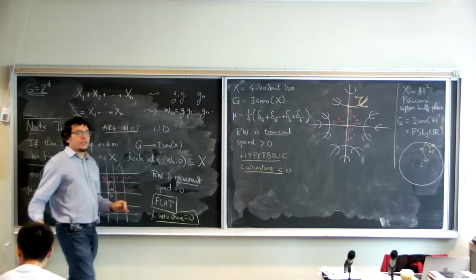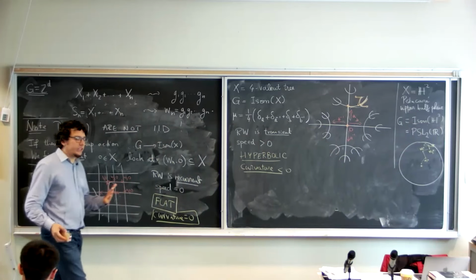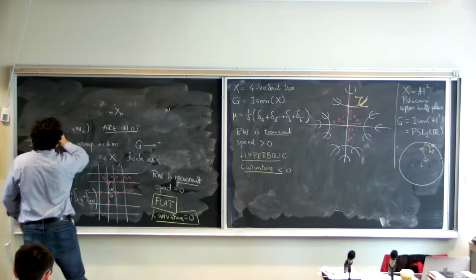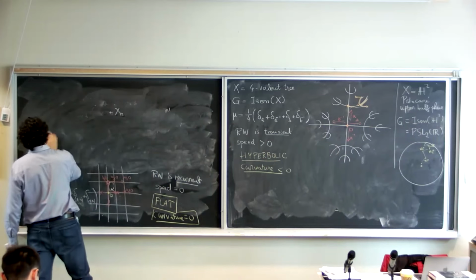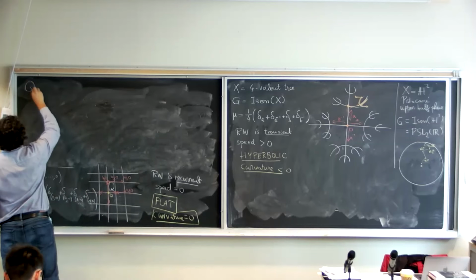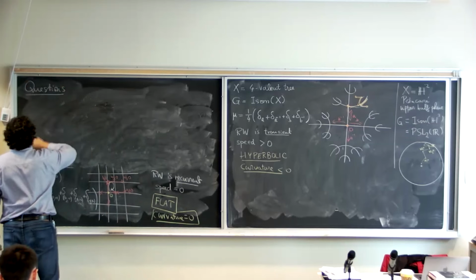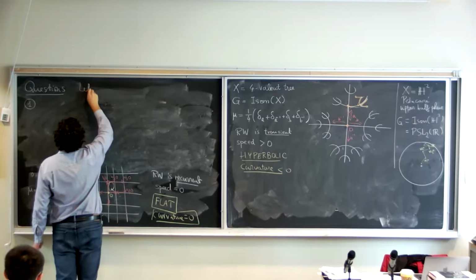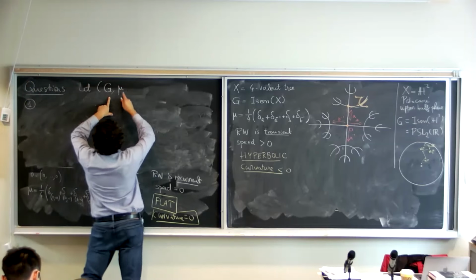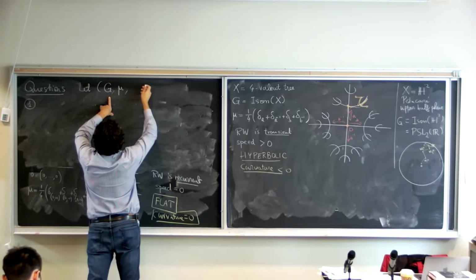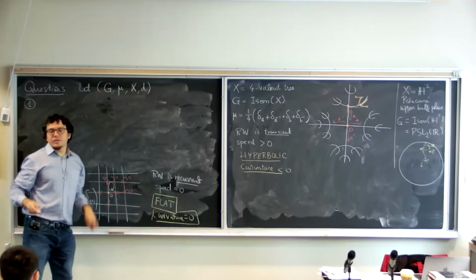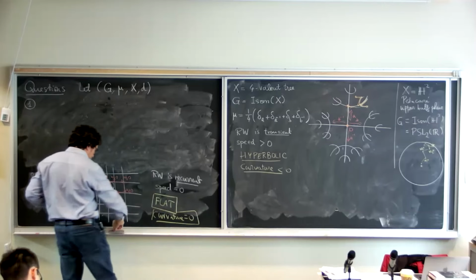Now let's delve a little bit deeper and start asking what are indeed the precise questions that we can ask. The first question that people ask in random walks is the recurrence versus transience question. So let's make a list of questions. You start with a group. In general, the setting is always going to be a group, a measure, and then there will be a metric space (X, d), a metric space with some metric.